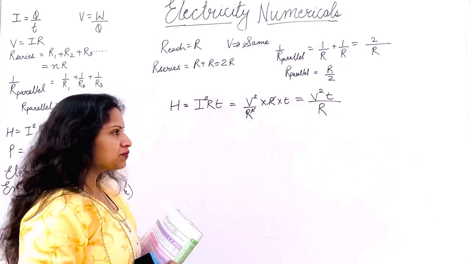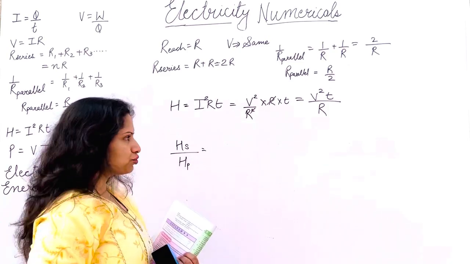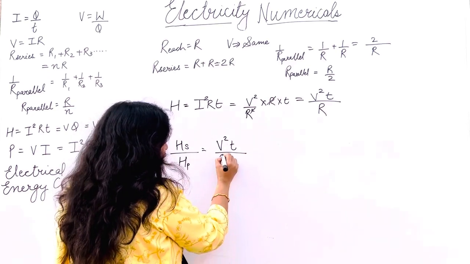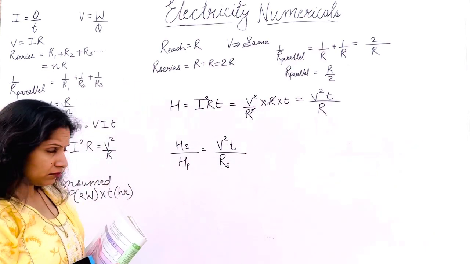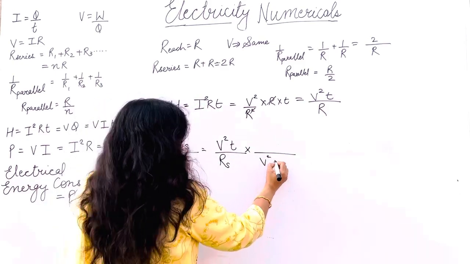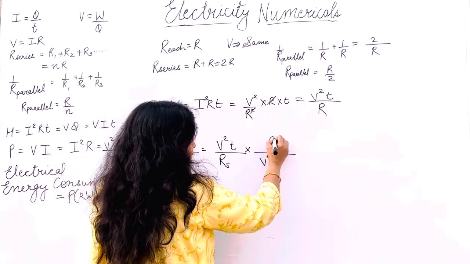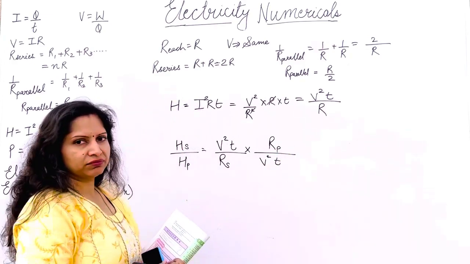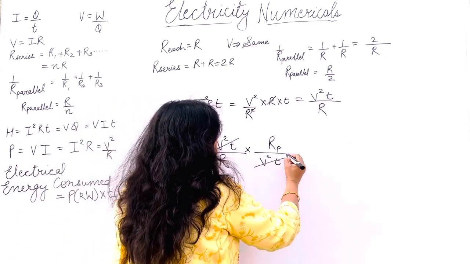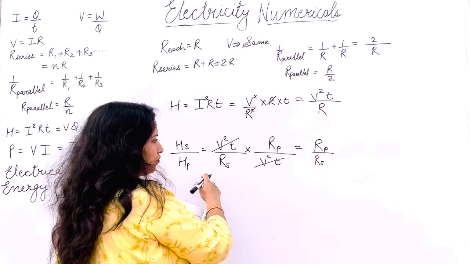So we get the formula V square T upon R. Now using this formula, heat produced in series upon heat produced in parallel, because we have to find the ratio. So we will use V square into T, that is the same for series and parallel, upon R of series. Then we'll write it for the parallel combination: V square into T for parallel divided by R in parallel. I am representing parallel by P and series by S. Both of these will get cancelled out because they are the same. So R in parallel upon R in series will give you the ratio of heat produced.